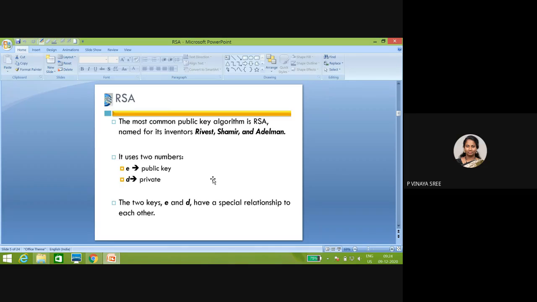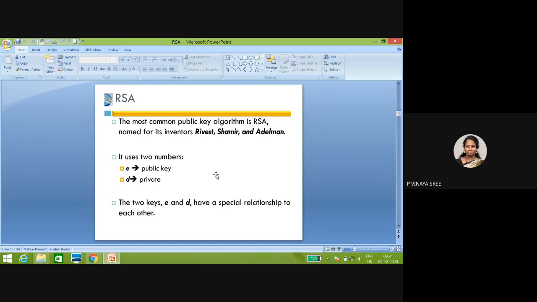It uses two keys, one is the public key and the other is the private key. Everyone knows that the public key needs to be shared with the users who are communicating in the network, and the private key must be secure. The two keys E and D have a special relationship to each other. What that is, we will discuss now, but try to keep it in your mind. E is your public key and D is your private key.